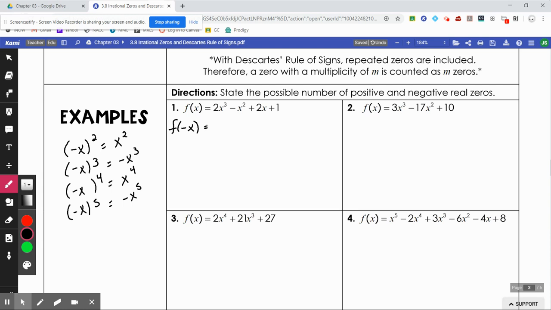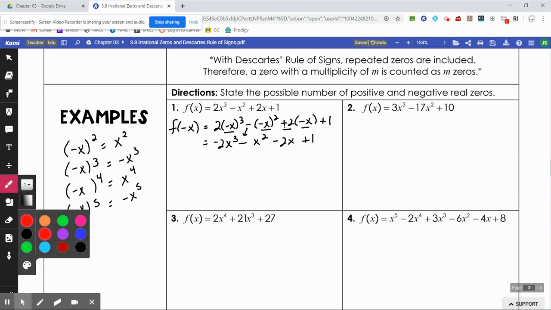So therefore, let's find f of negative x here. That'd be 2 times negative x to the third minus negative x to the second plus 2 times negative x plus 1. Let's clean that up. Here you're going to keep the negative, so that'd be negative 2x to the third. Here you're going to lose it, so bring down this negative, and that'd be x to the second. Positive times a negative would be a negative, and then I lost my plus 1, so there we go. There's f of negative x.